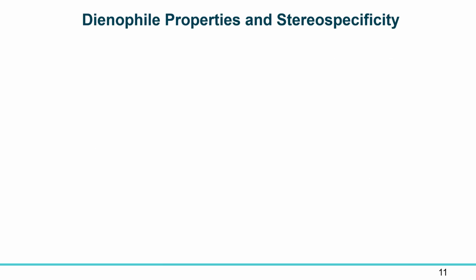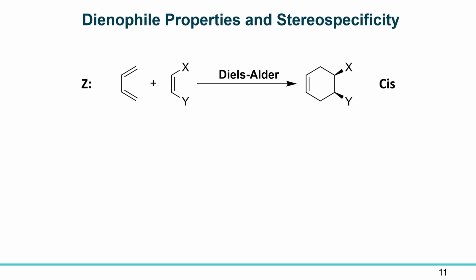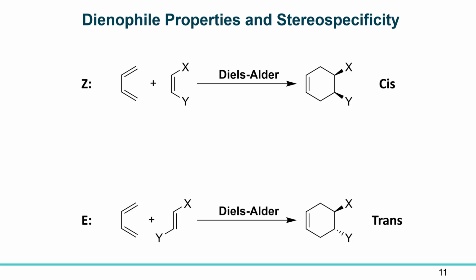The dienophile can also dictate the stereochemistry of the product obtained. When the dienophile is a Z disubstituted alkene, the resulting cyclohexene product will have the two substituents arranged cis. However, when the dienophile is an E disubstituted alkene, a trans disubstituted cyclohexene product will form.